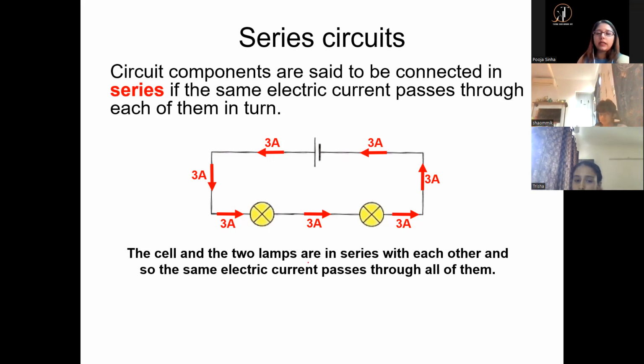Okay. Suppose this is the rating of the battery, 10 volts. And suppose these are two lamps which are absolutely similar, then this would take 5 volts and this would take 5 volts. Am I clear? Right? So please note down that in a series circuit, this is a very important point: the current doesn't change, but the voltage varies.